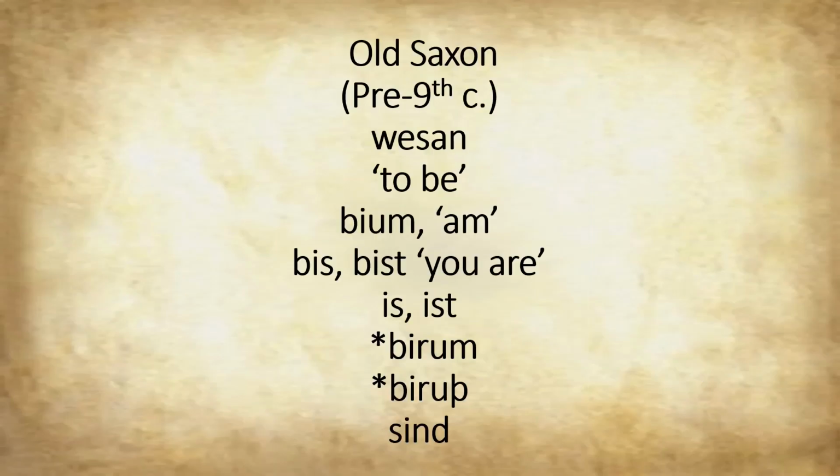With Old Saxon being our premise here, we have our bium, that's am, bis and bis, that's you are. We got ist. I have hypothetical conjugations of the verb to be. So birum would be like saying we are, biruth would be like saying you are, and sin would be like saying they are. I mentally speculate that with Old Saxon, and this is pre-9th century, because Old Saxon itself, what we know from the literature, dates roughly from the 9th century to the 12th century.